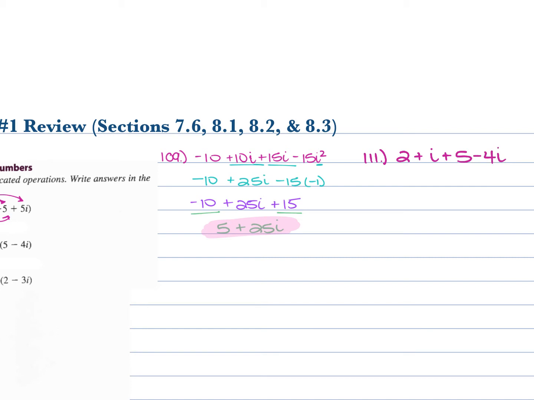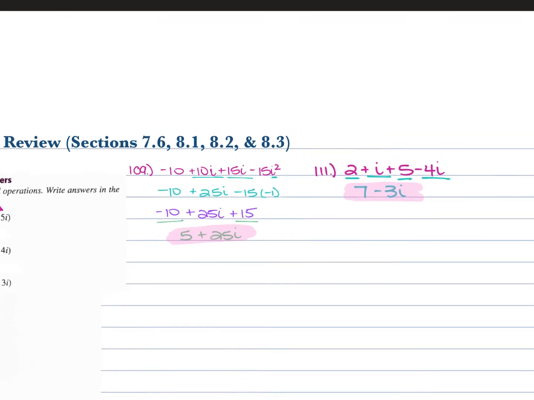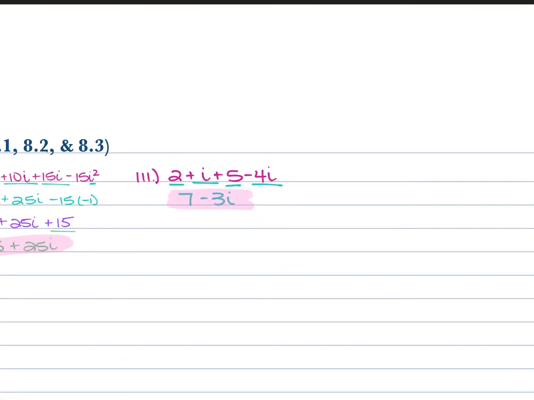If we start with our constant, the 2 and the 5 are like terms, so you can combine them to get 7. Then you go to the i terms, those complex numbers, to get i minus 4i, which is negative 3i. We double check, make sure it's in a plus bi form. It is, so that is your answer. Next, we'll look at number 113.